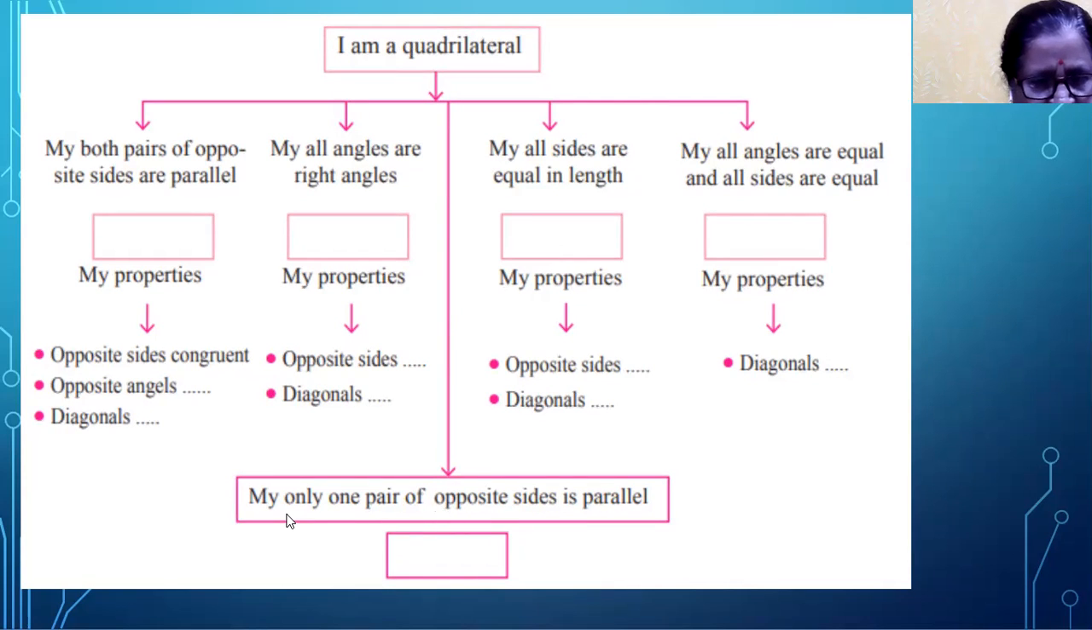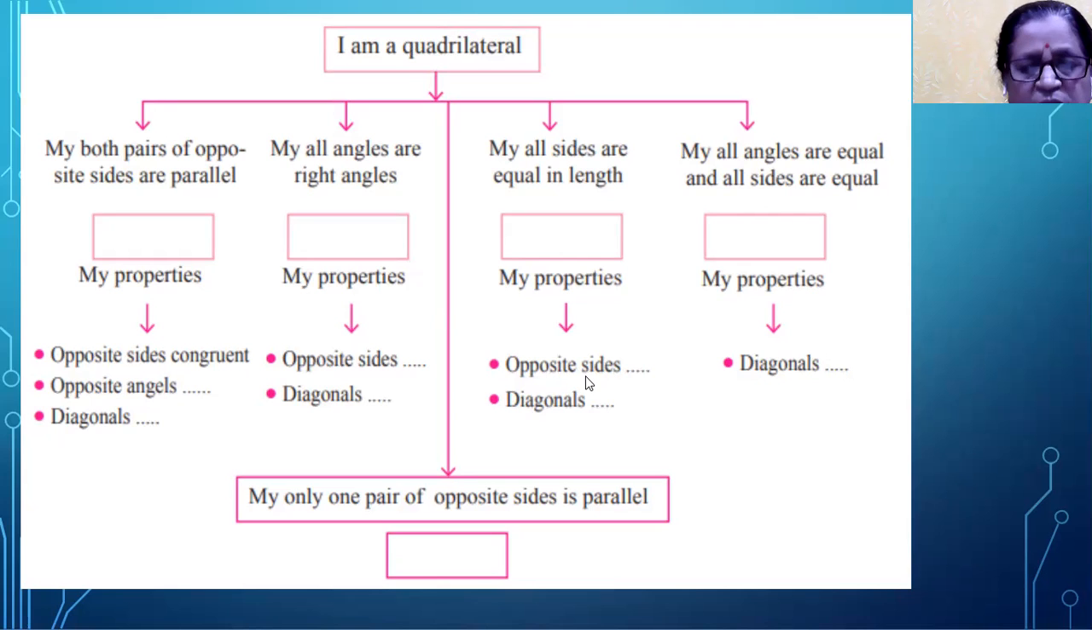Here another quadrilateral says that only one pair of my opposite sides is parallel, then it is a trapezium. Here what do we have to fill? Trapezium. And then, all my sides are equal in length. Then here we have to fill in rhombus. What do we have to fill? Rhombus.